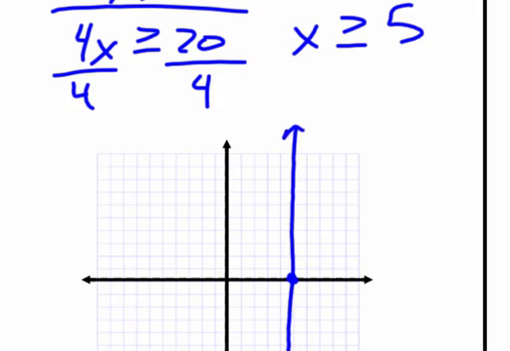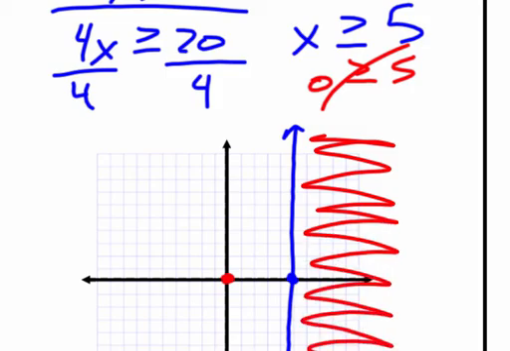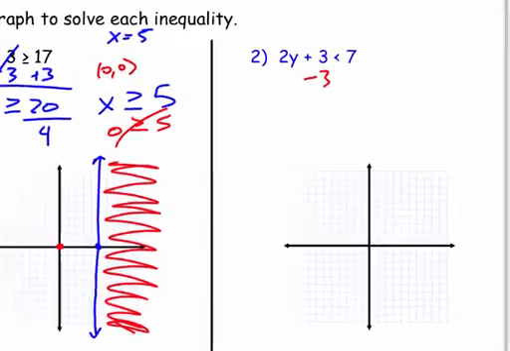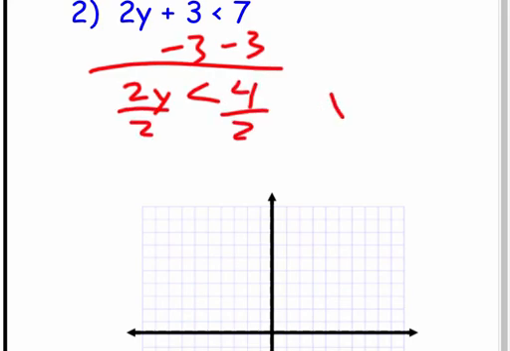And still the same thing. I pick a test point. So I'm going to pick 0, 0, and I'm going to test it. Well, I don't need to plug in a y. There's just an x. So is 0 greater than or equal to 5? Nope, doesn't work, so I shade the other side. That should make sense, right? Numbers greater than or equal to 5. Same thing with the y over here. Subtract 3 from both sides, and I'm left with 2y is less than 4. Divide by 2, and y is less than 2.